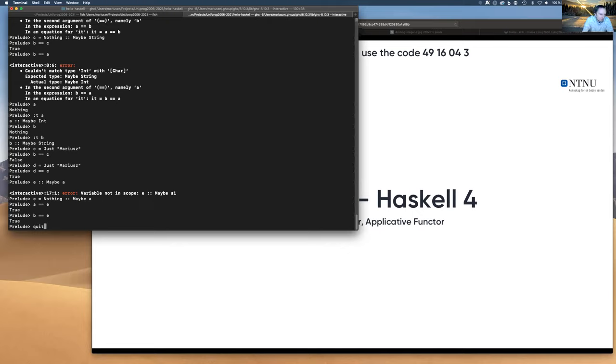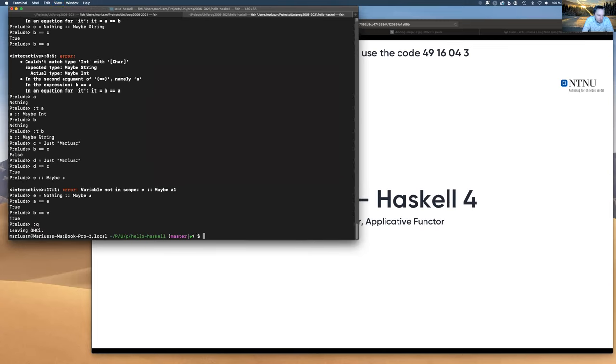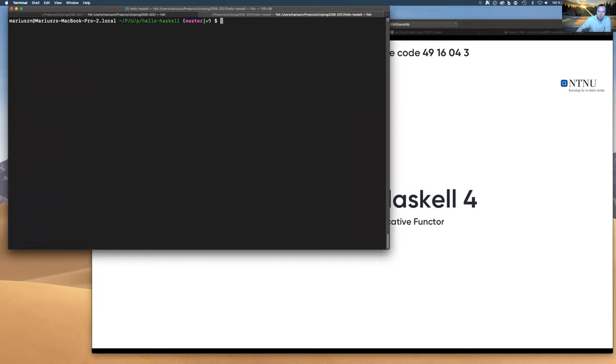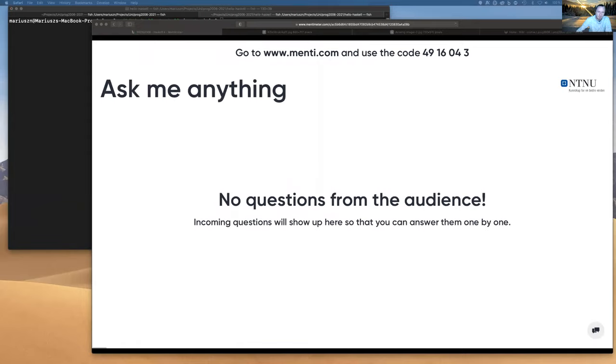All right, so let me quit that for now. I will make it a little bit bigger. Let's clear it and move on. We have a couple of slides. We have to go through some theory. The theory is a little bit heavy, but I try to keep it to the minimum. And those who are interested can read the chapter from the book.